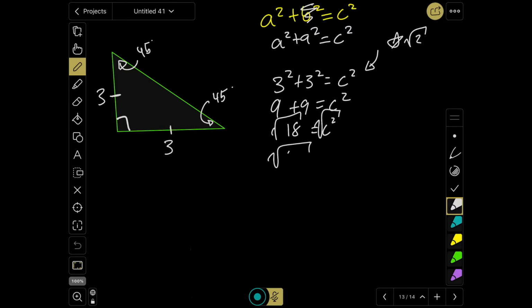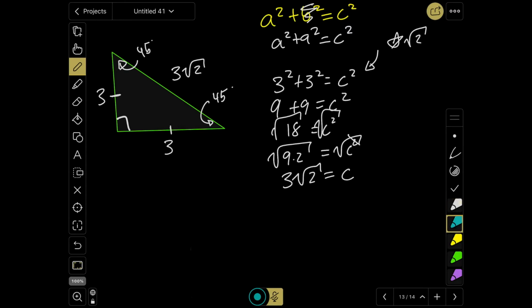So this is the square root of 9 times 2, because 9 is a perfect square. The square root of 9 is 3. Oh, and look what we're left with: the square root of 2. And what do we find c to be? Oh, 3 times the square root of 2.